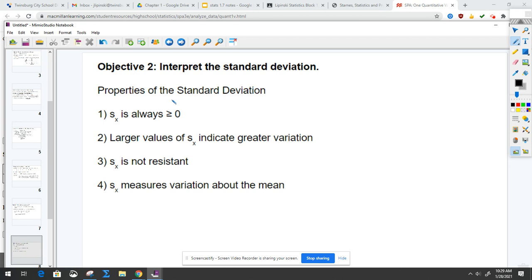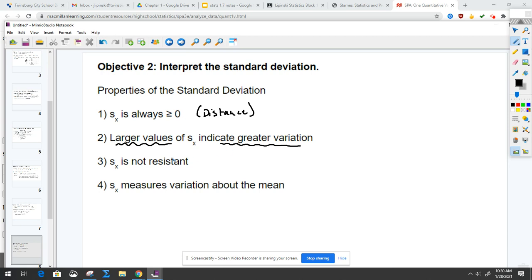So properties of standard deviation. When we look at standard deviation, we've got to understand that it's the distance, right? So the distance is always greater than or equal to 0. So it's the distance that a value is from the mean. The larger values indicate greater variation. So the larger that our standard deviation is means that the wider, more spread out the data is.